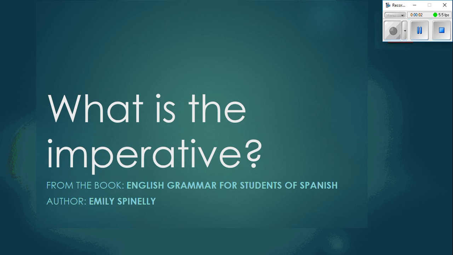Hola estudiantes. Today we're going to learn about what is imperative. Please make sure you're filling your note guide and that you know it before you take the flipping minute quiz.